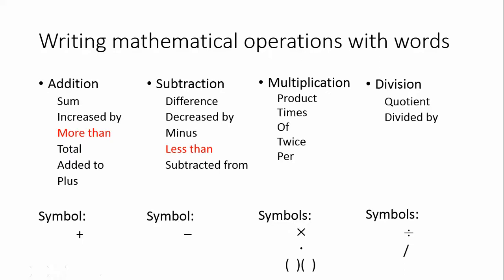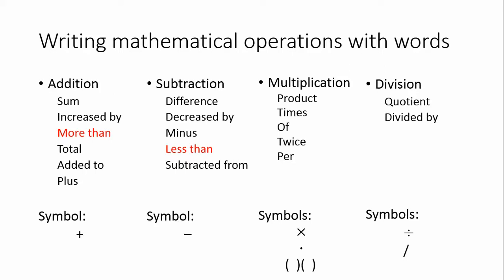When we're writing mathematical operations using words, you're going to need to know that there are a lot of words that also mean addition and subtraction, multiplication, and division. So let's look at the list. The words sum, increased by, more than, total, added to, and plus are all words that indicate addition, and you will use or see the symbol, the plus sign. For subtraction, you'll see the words difference, decreased by, minus, less than, subtracted from, and we use the symbol, the minus sign.